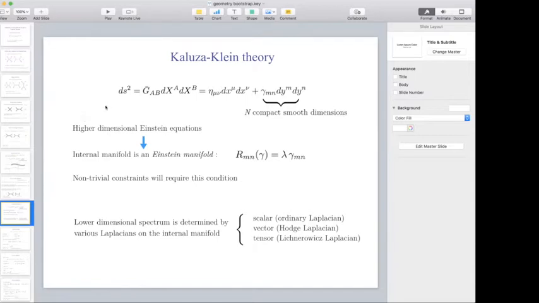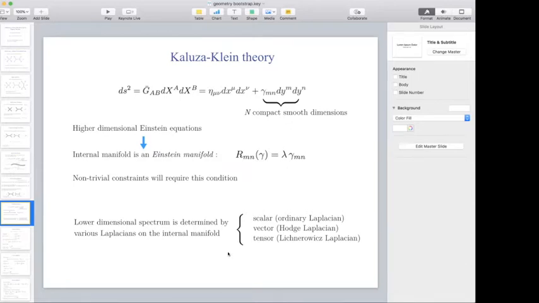Okay, so we're going to be interested in just pure gravity in higher dimensions. And the background has to satisfy the higher dimensional Einstein's equations for a graviton to propagate on it. So that tells you that the internal manifold has to be an Einstein manifold. So its Ricci curvature has to be proportional to the metric. And all the non-trivial constraints that we're going to derive ultimately depend on this condition. As we'll see, all the non-trivial juice that we get is going to come from this condition.